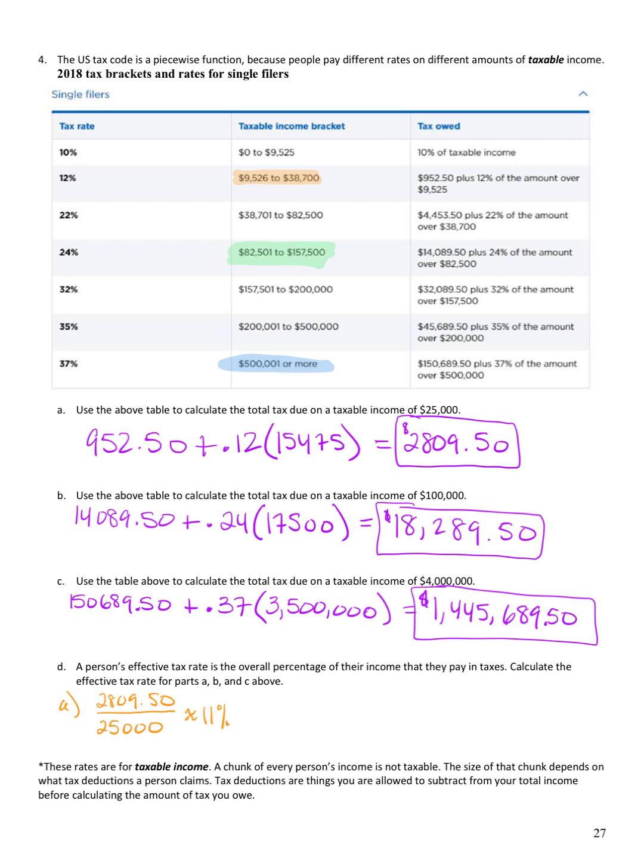And then for B, we take our 18,289.50 and divide by the taxable income, which was $100,000. It's about 18%. And then for C, we take our 1.445 million divided by 4 million, and we get about 36%.